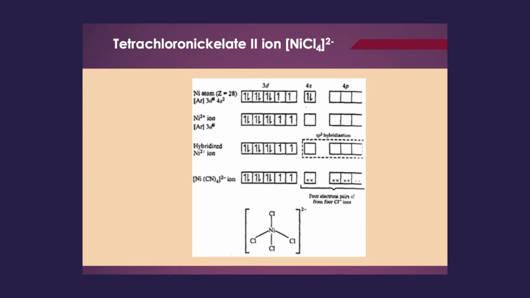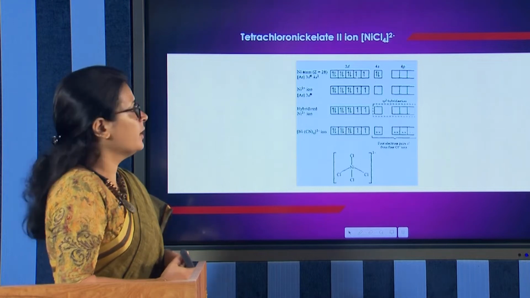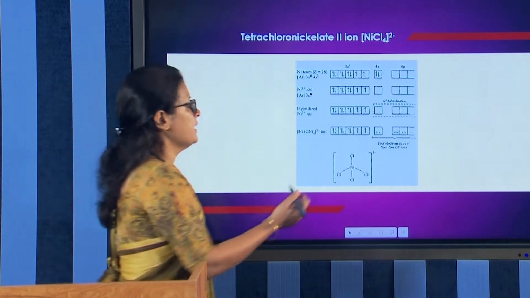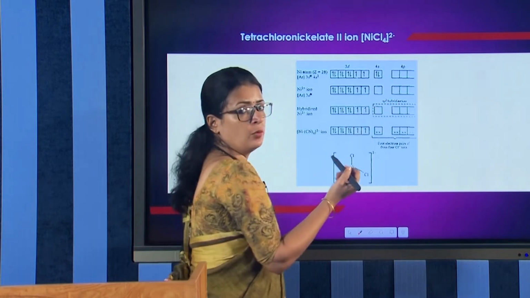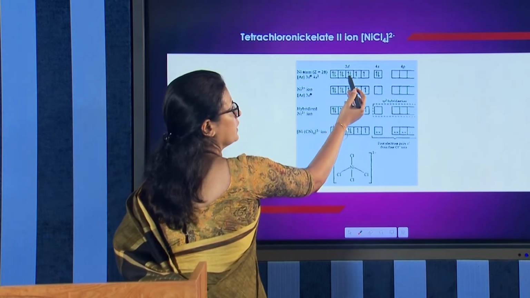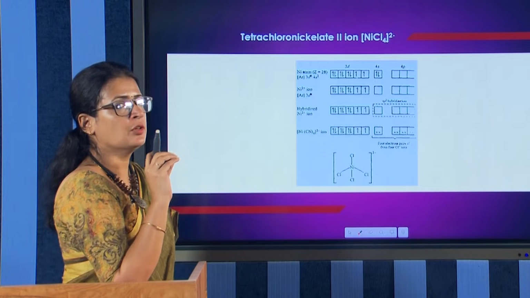See the example of a complex, tetrachloronickelate(II) ion, that is [NiCl4]2-. In this case, we have the central metal atom nickel. You can calculate the oxidation state of nickel, that is Ni2+. And before that, the nickel atom has atomic number 28. The arrangement is 4s2 3d8. You can see 2 electrons in the 4s orbital and 8 electrons in the 3d orbital. You can count 1, 2, 3, 4, 5, 6, 7, 8. So 3d8 and 4s2 is the electronic configuration of the nickel atom.